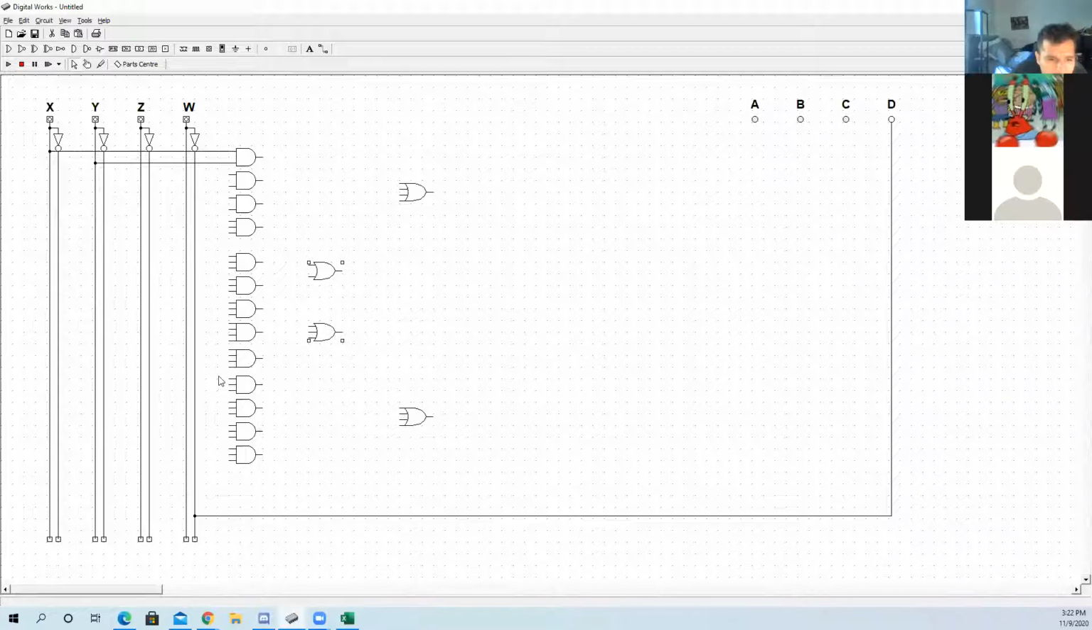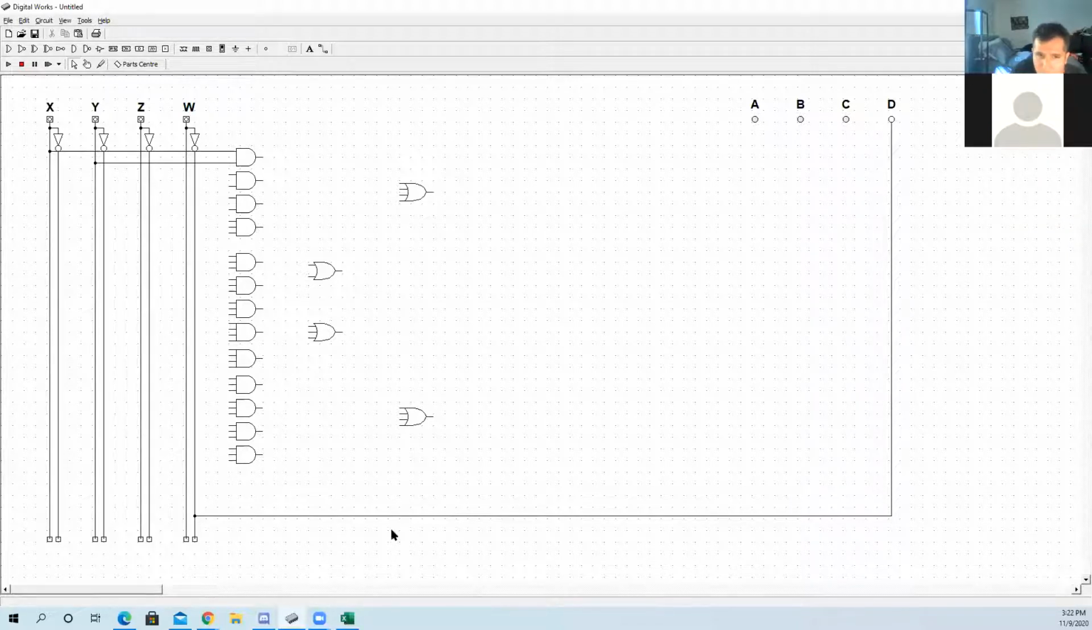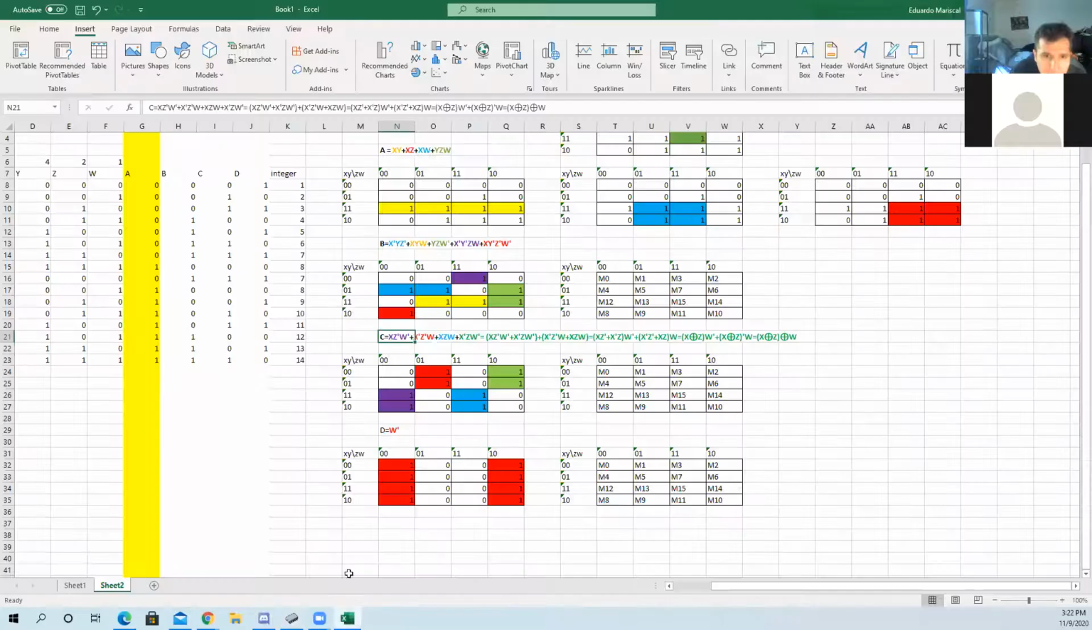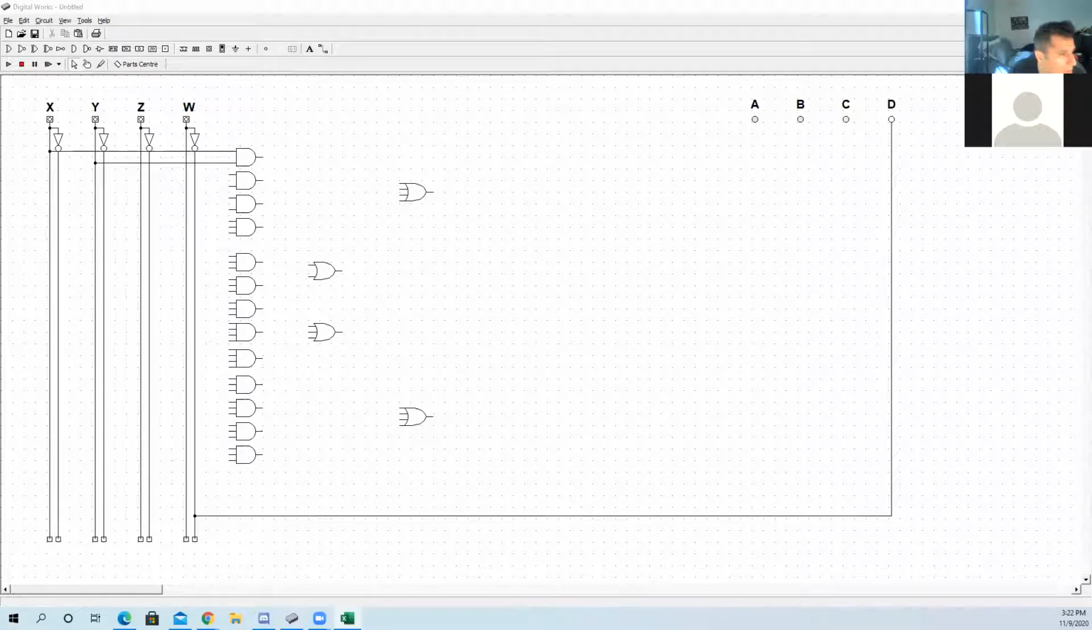And then the third one, the C, will be 4 ANDs, so 4 terms. And so I'll add them together with an OR. And then the last one is just the W naught. So that one does not require to do that. And so we can connect them, make them really nice. So I'll do one of them, and then I'll explain a little bit about the other lab, the lab 15.